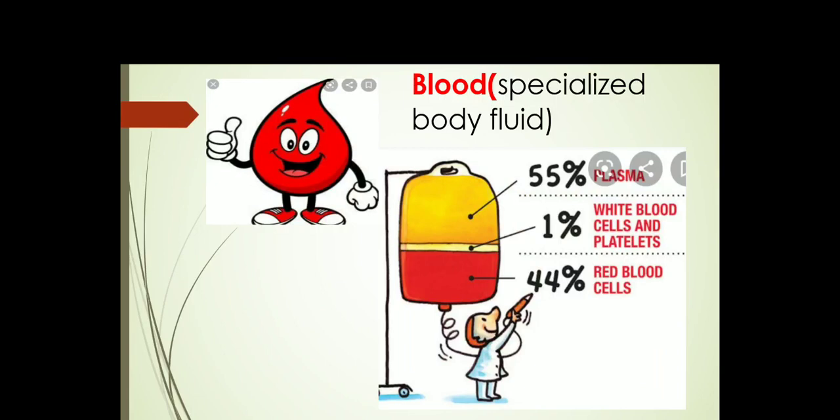See children, what is blood? Blood is a specialized body fluid. We all know that blood appears red in color. Understand? Now children, what are the components of blood?